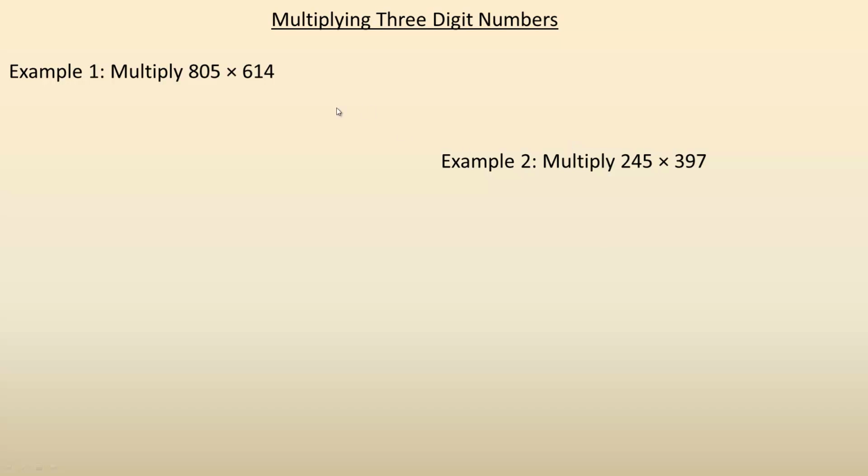In this tutorial, we're going to take a look at multiplying two three-digit numbers together. I'm going to show you two examples. The first one is going to be 805 multiplied by 614.